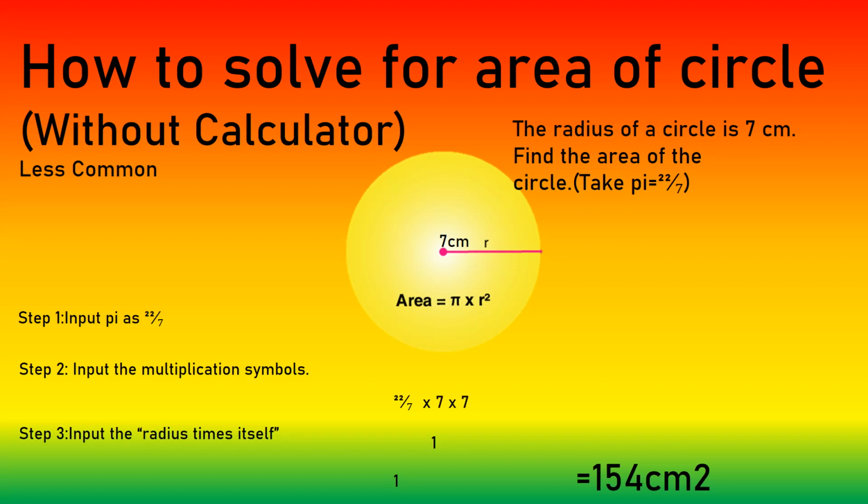You may notice that I'm repeating these 3 steps. Well, I'm repeating them because they are the most important steps you need to solve the question. After that, you switch the question to 22 out of 7 times 7 out of 1 times 7 out of 1. And now cancel the 7s to 1, and in the end, your equation goes to 22 times 1 times 7, which is 154 centimeters squared.